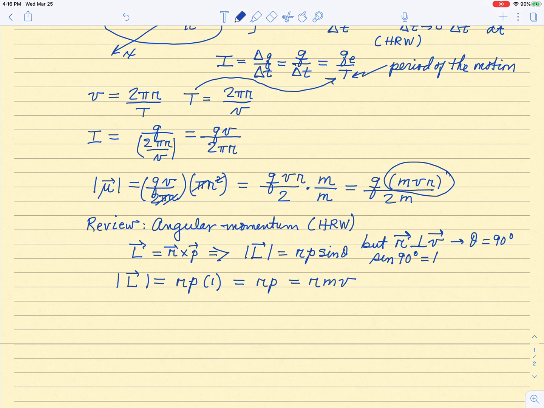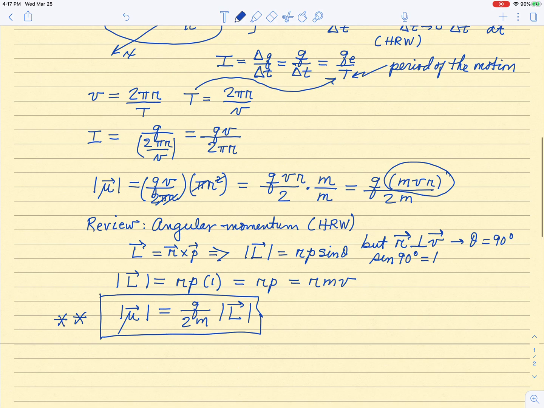So we see that the circled part of the dipole moment is nothing more than the magnitude of the angular momentum, and then we can write that the magnitude of the dipole moment is equal to Q over 2m times the magnitude of the angular momentum. So this is really a super important expression. So we'll asterisk that, something that you ought to recognize.